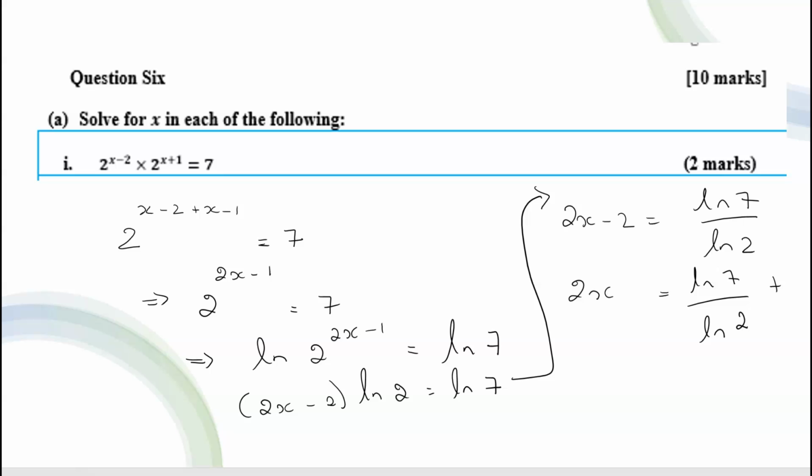Actually, no, we're not. We're going to go back and correct our mistake. That should be a 1, and that should be a 1. So we're going to add 1 to each side. Okay, so then finally, x is equal to natural log of 7 over natural log of 2, plus 1, divided by 2. To 3 significant figures, that is 1.90. Sorry about the scrunching up there.